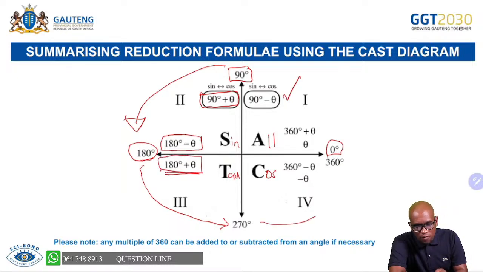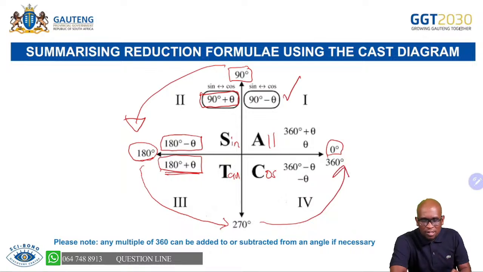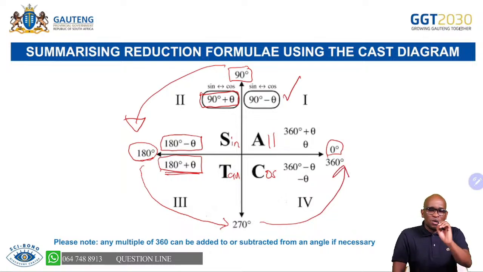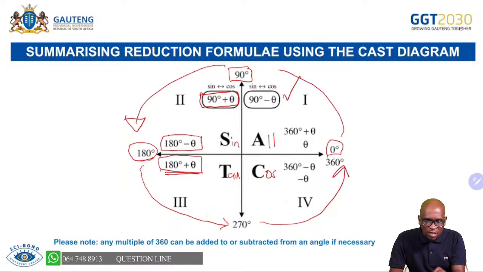Now, if you go to the fourth quadrant here, you can see that if you locate the way that I'm moving with my quadrants, I am moving in an anti-clockwise direction. That is what we do in trigonometry. We move in an anti-clockwise direction.